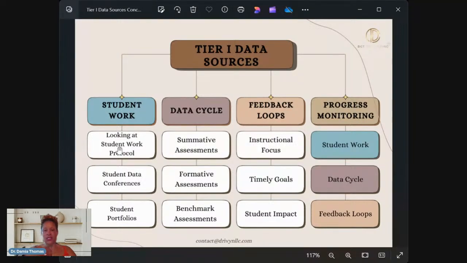This is the self-guided learning journey that you should be on. So my task for you is to look up the Looking at Student Work Protocol. Look it up, read it, watch some videos on it, get some insight on how you can begin to introduce this process to your staff, because it has such an amazing impact, right?